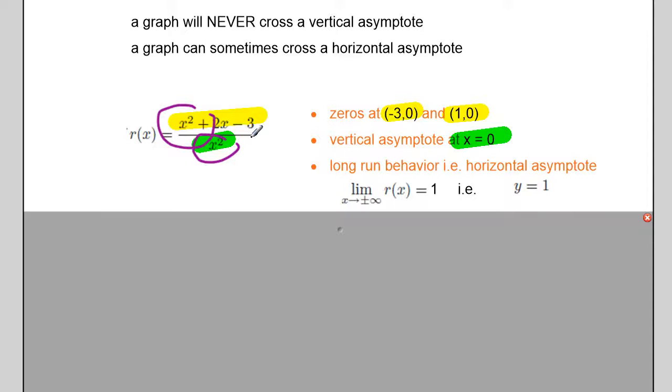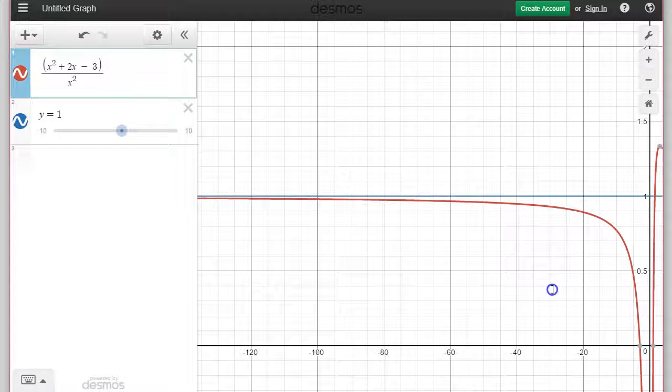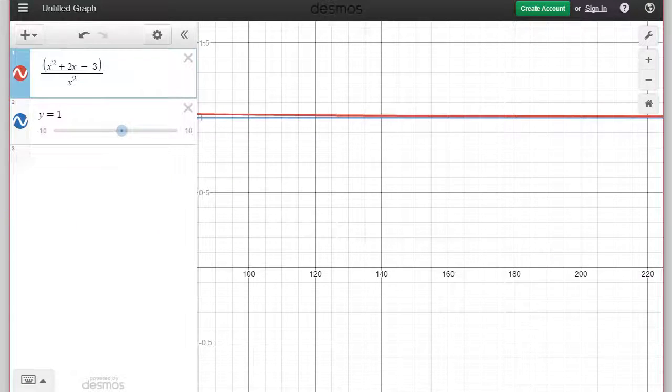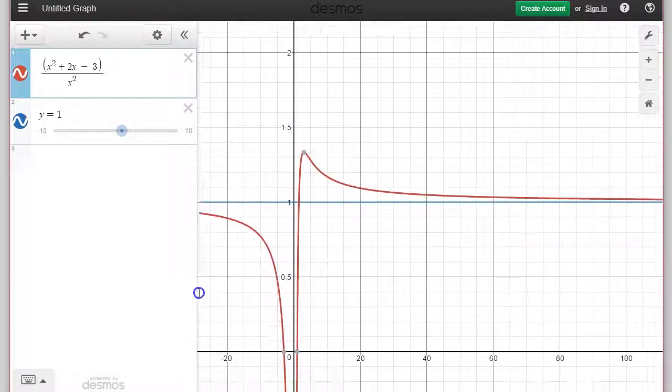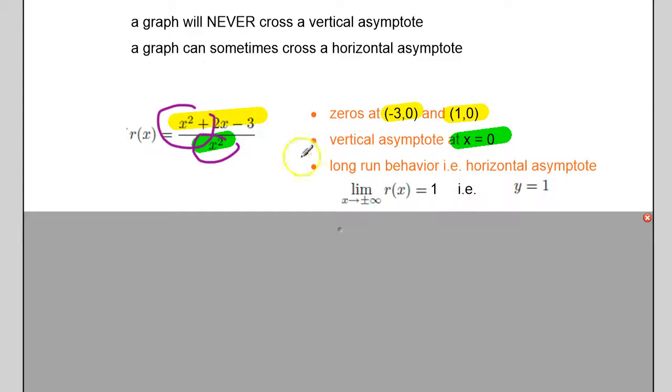Now, as x is very, very big, this function value will not cross 1, and when x is really, really big negative, the function values will never reach 1 as well. It's going to look something like this. That's as approaching negative infinity and as approaching positive infinity. But somewhere in the middle, it actually does cross, and we're going to take a look at why that happens.